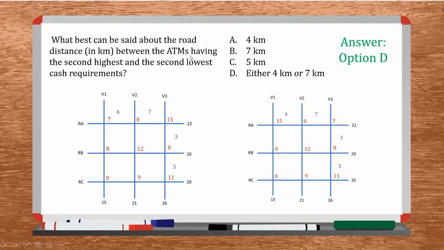Next is what can be said about the road distance between ATMs having second highest and second lowest cash requirements. The second highest is our point E, which is the center point, and the second lowest is 8. So the distance between 8 and 12 in the first solution is 4, and the distance between 8 and 12 in the second solution is 7. So the answer would be either 4 or 7 kilometers. Option D.